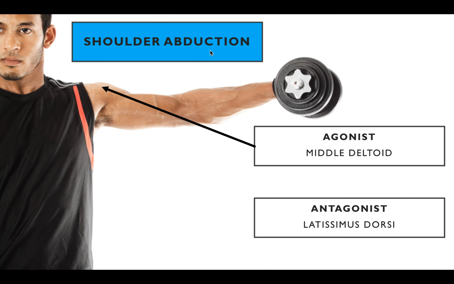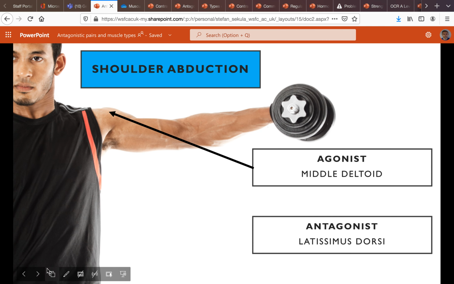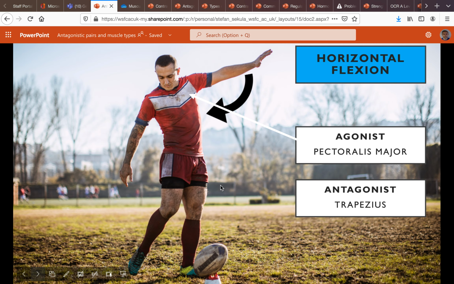Shoulder abduction, the agonist is the middle deltoid or medial deltoid. The antagonist, opposite, is the latissimus dorsi. They're opposite each other. So latissimus dorsi. And you guessed it, shoulder adduction. The agonist is latissimus dorsi. And the antagonist is the middle or medial deltoid. So these are the main movements of the shoulder.